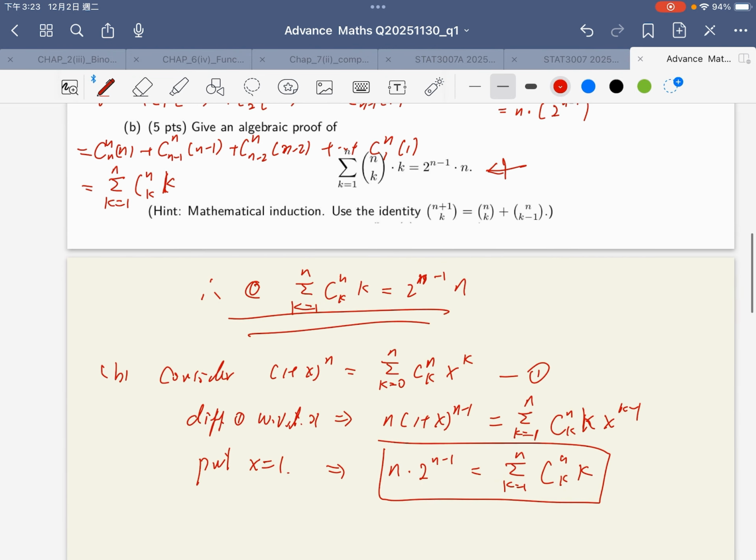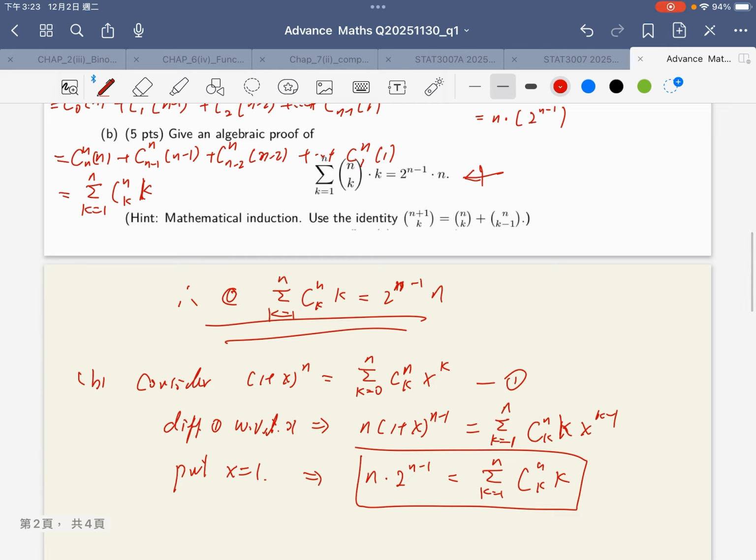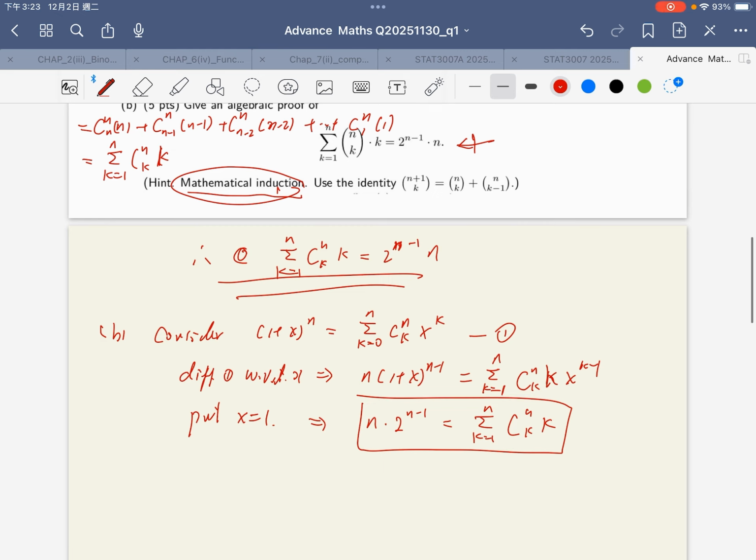Of course I don't want to use mathematical induction here. In my Chinese version, I also present this method, but in this version I only present one method and never use his hints.